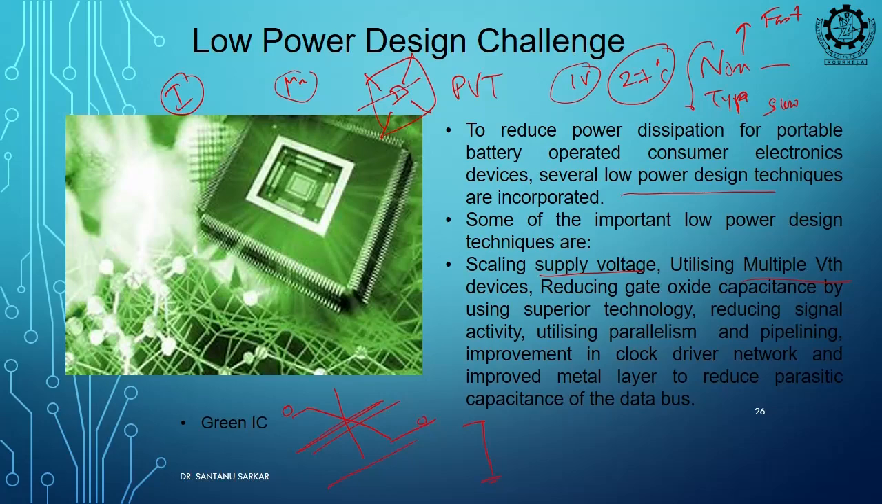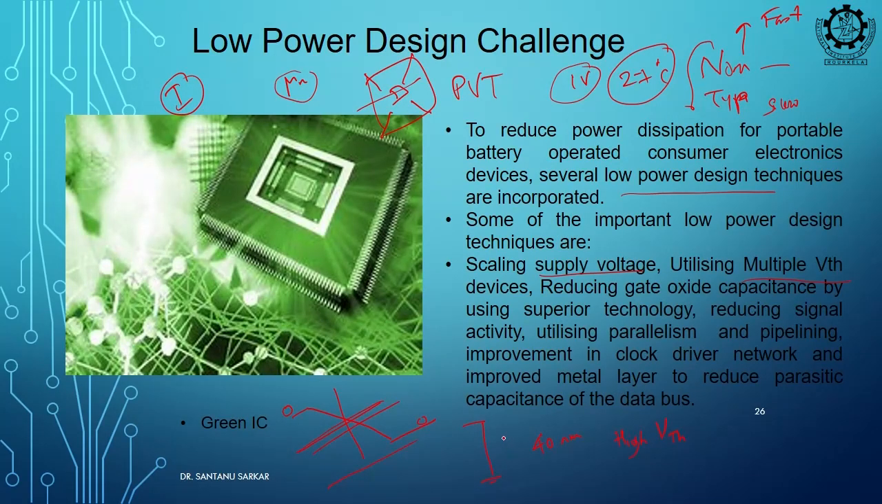For modern technology devices, for example, 40 nanometer, 20 nanometer, they have 3 types of device: NMOS having the typical VTH, having the low VTH, having the high VTH. You have the freedom to choose between these. So, if you want to reduce leakage, what should you choose? You should choose high VTH.